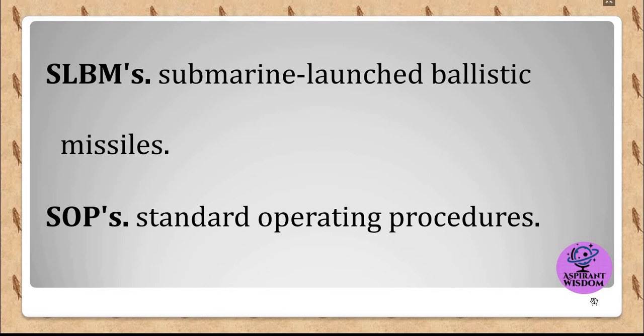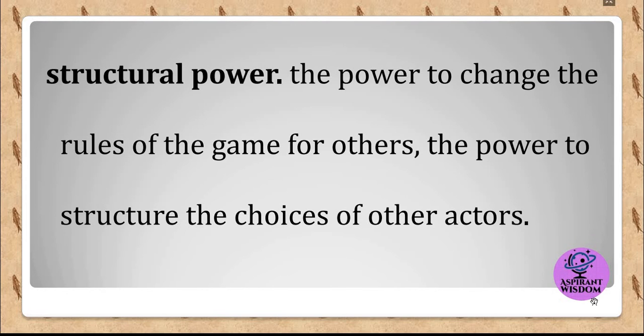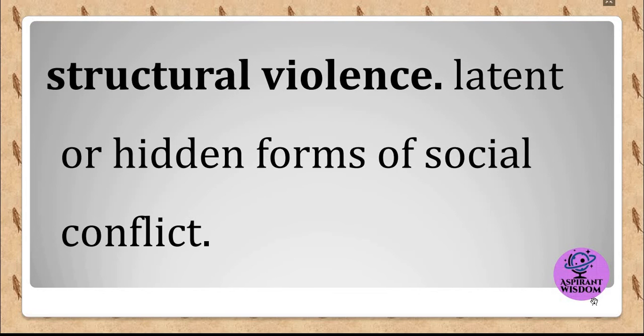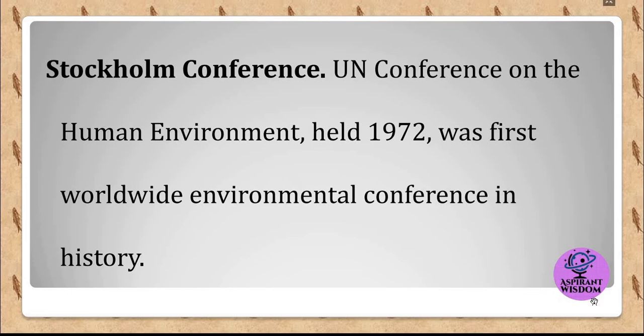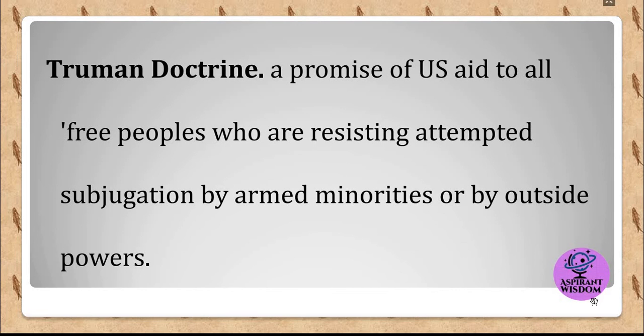SLBMs. Submarine-launched ballistic missiles. SOPs. Standard operating procedures. Structural power. The power to change the rules of the game for others, the power to structure the choices of other actors. Structural violence. Latent or hidden forms of social conflict. Stockholm Conference. UN Conference on the Human Environment, held in 1972, was the first worldwide environmental conference in history. Truman Doctrine. A promise of U.S. aid to all free peoples who are resisting attempted subjugation by armed minorities or by outside powers.